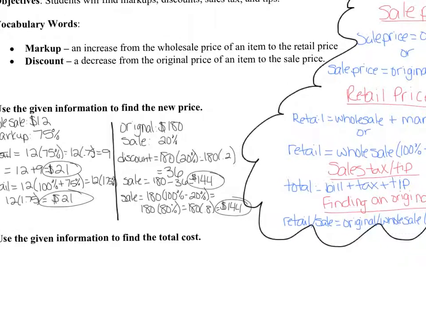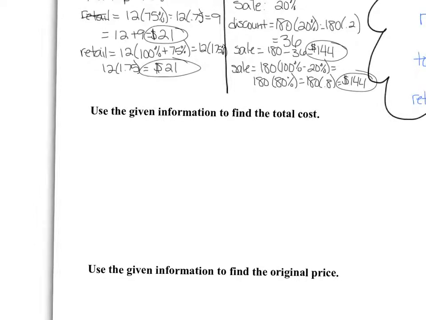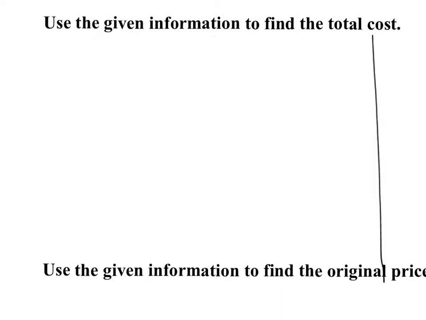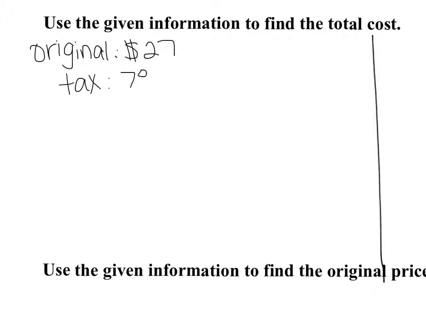Okay, next we want to find the total cost. So I have 2 examples over here as well. Okay, so there's going to be 2 different types of problems. Now, if I want to find the total cost, let's say I buy something, has an original price of $27, and I've got to pay a tax of 7%. This is very, very similar to actually the same thing as the markup percent, because if you buy something, you have to pay a tax, which increases the price.